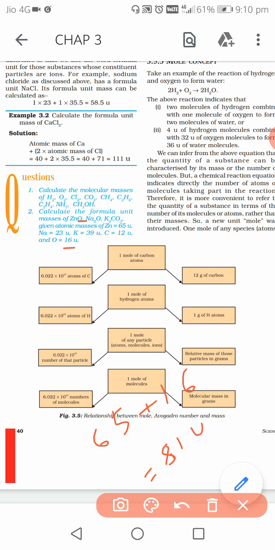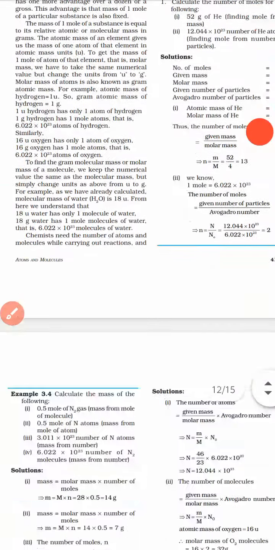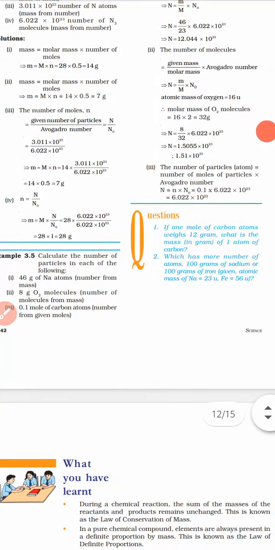So in this way you can calculate for the rest too, Na2O and K2CO3. If you find any problem you can ask later on.